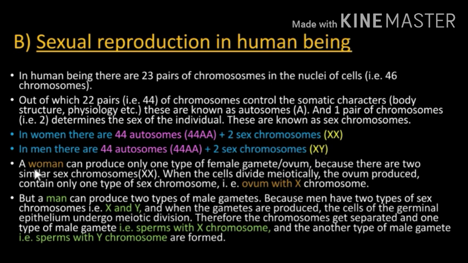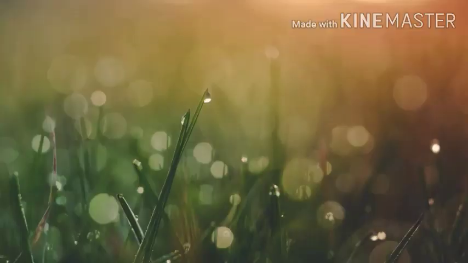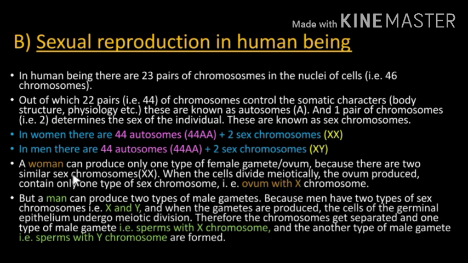Now, a woman can produce only one type of female gamete or ovum, because there are two similar sex chromosomes, that is X and X. When the cells divide meiotically, the ovum produced contains only one type of the sex chromosome. If it is meiotically dividing, then each gamete will contain a single X chromosome. That means each ovum will have the X chromosome only.